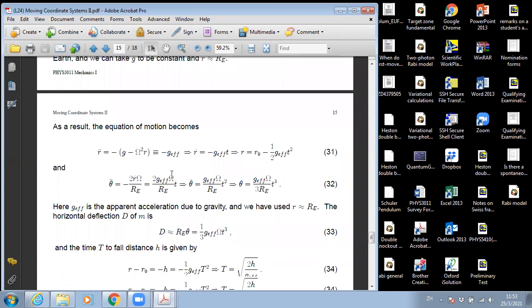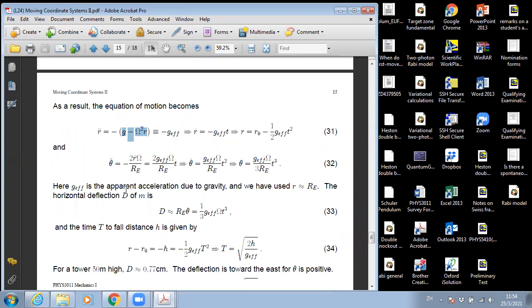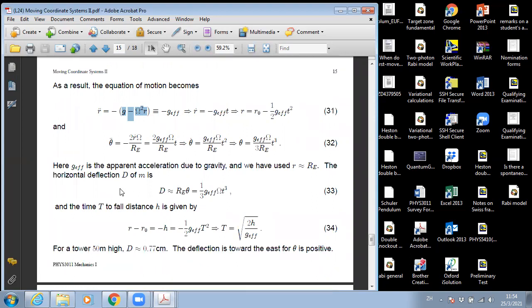So you can see that basically what you need to do is to redefine the composite term as the so-called effective acceleration due to gravity. Okay, get it? All right, so that's how you tackle this.